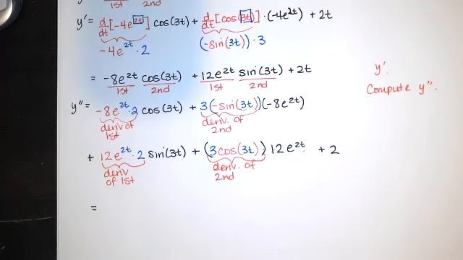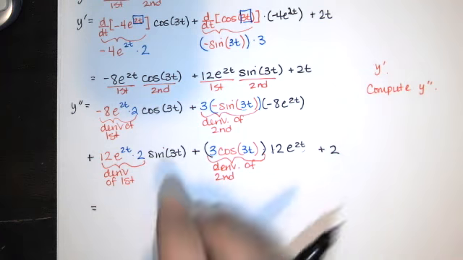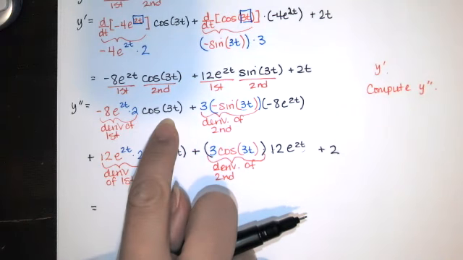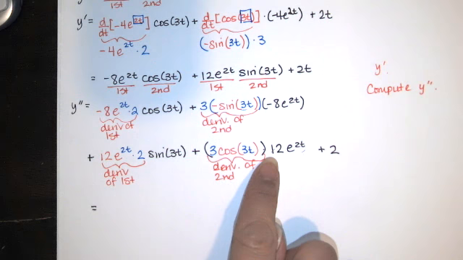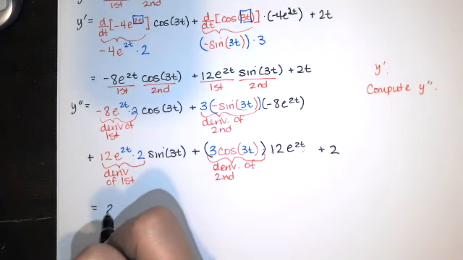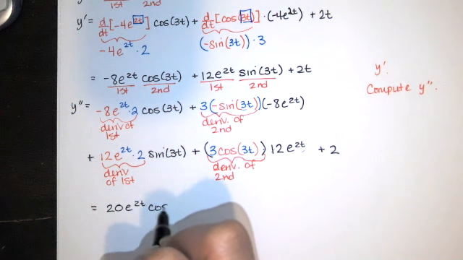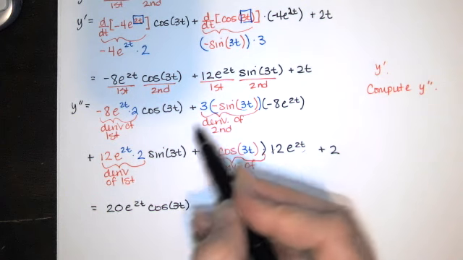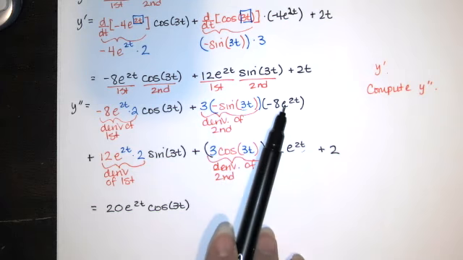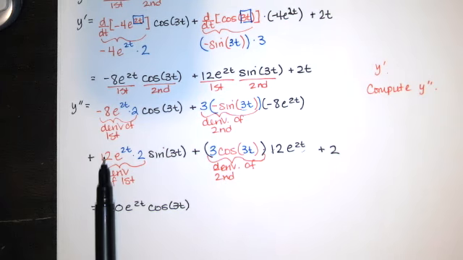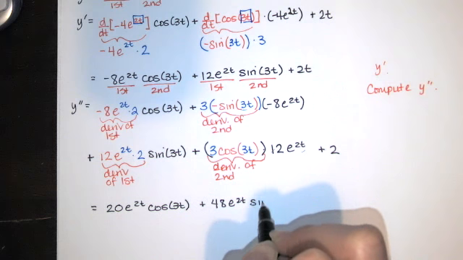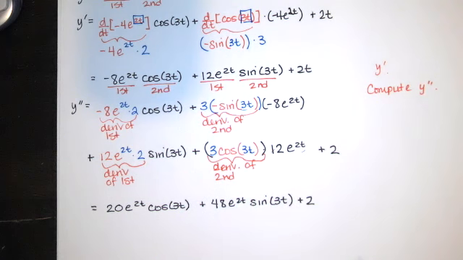And we'd like to simplify. So I'd like to group the cosines and the sines together. I want a cosine term and then a sine term. So I've got negative 16 times the exponential times the cosine over here, and a positive 36 times the exponential times the cosine over here. Negative 16 plus 36 is going to be 20 e to the 2t times cosine of 3t. Now here and here, I have a negative 3 times a negative 8 is positive 24 times the sine function times the exponential. And I have another positive 24 times the sine function times the exponential. 24 and 24 is going to give me 48 of those. Okay, and that's our y double prime.